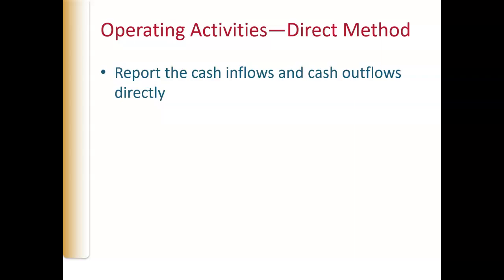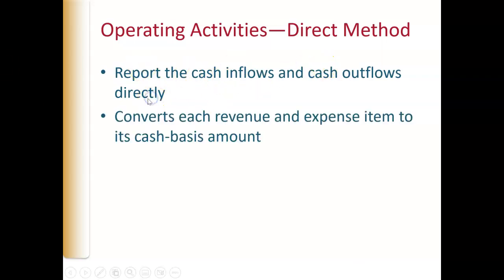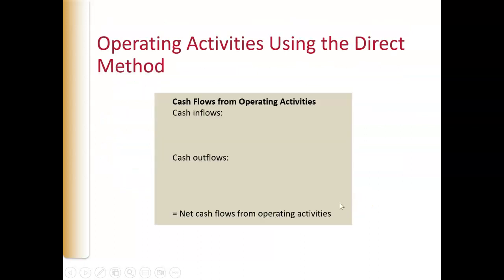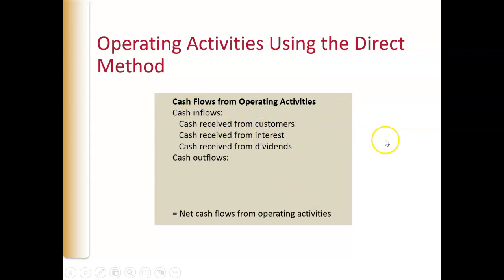When we use the direct method, we report the cash inflows and cash outflows directly instead of trying to adjust these accounts. And we convert revenue and expense items to its cash basis amount. Income statement items that have no cash effect are not reported. So when we use the direct method, we will show cash received from customers, cash received from interest, cash received from dividends.